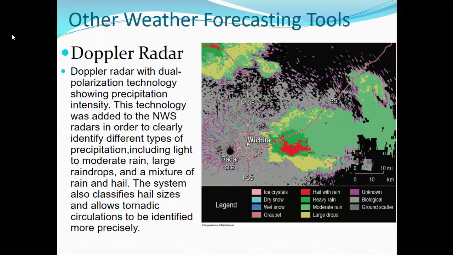Other weather forecasting tools, again, we had a pretty decent list of them. We talked about Doppler radar, meteograms, soundings, satellites. So Doppler radar we've talked about before. Using Doppler radar is a way to do nowcasting. Doppler radar is going to give you an idea of what's happening over the next couple of hours, maybe 8 to 12 hours.